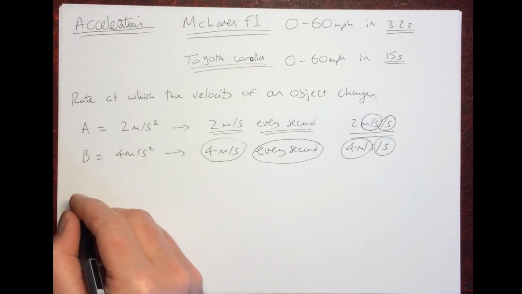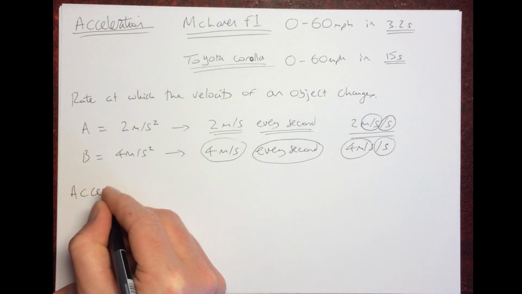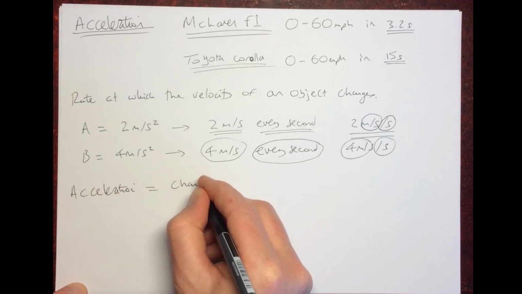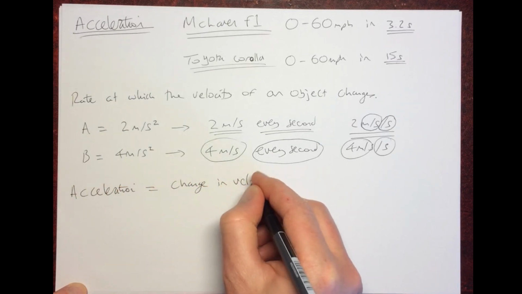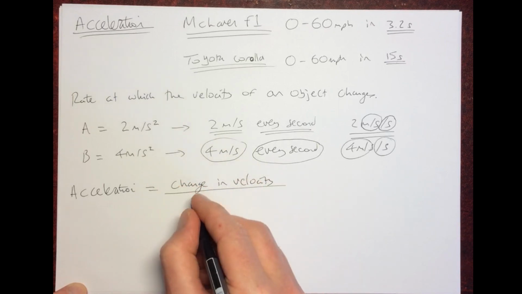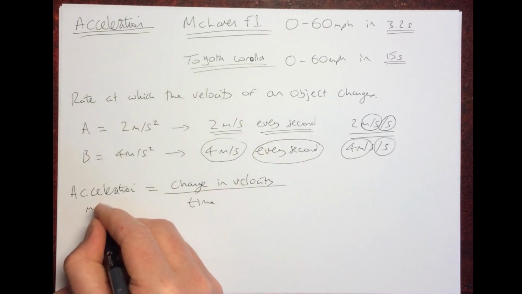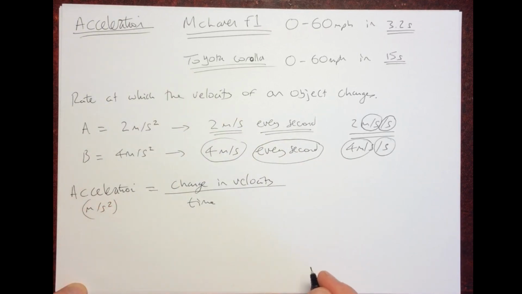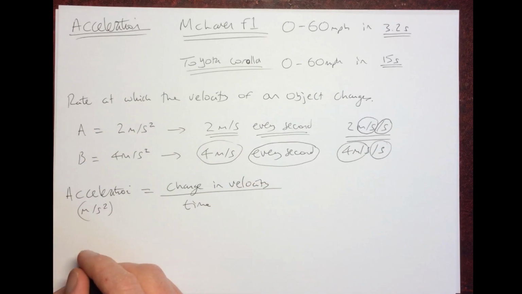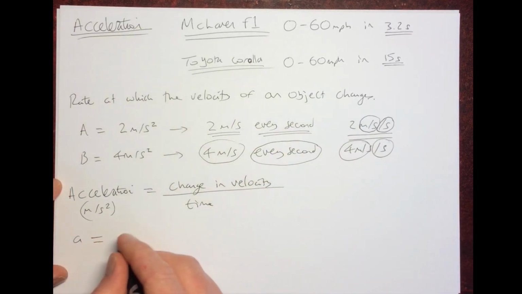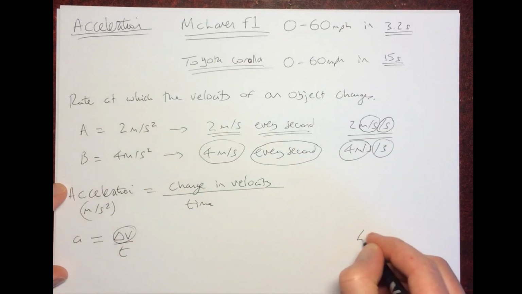And that leads us on to the equation for acceleration. Acceleration can be measured by calculating the change in velocity and dividing this by the time taken. And it's measured in meters per second squared. Another way of writing that is a equals delta v over t, where delta v stands for change in velocity.